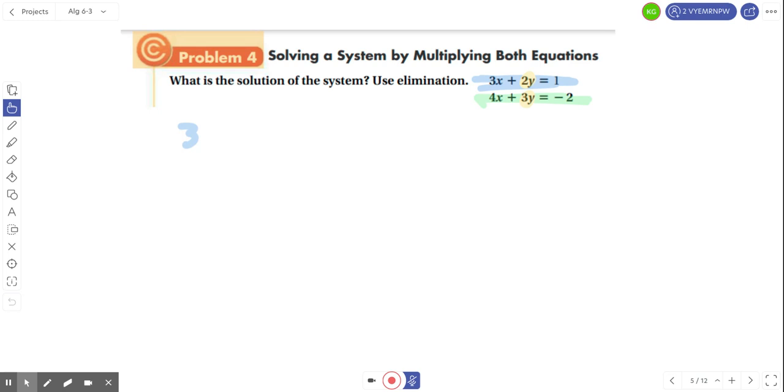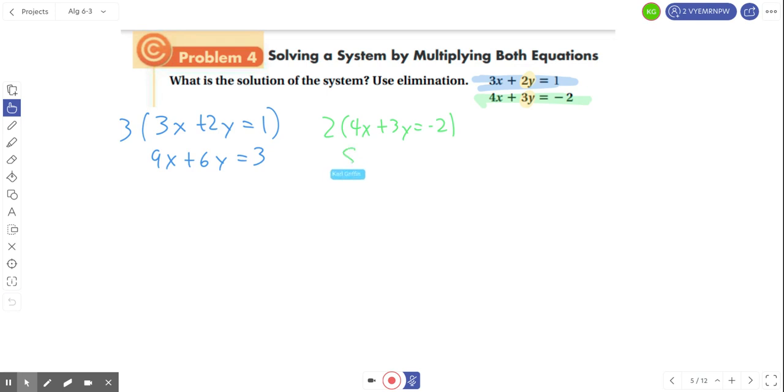So 3x plus 2y equals 1 is going to get multiplied by 3. That will give me 9x plus 6y equals 3. Everything in the whole equation got multiplied by 3. And then, in my green equation, I'm going to multiply by 2. So I've got 2 times 4x plus 3y equals -2, which gives me 8x plus 6y equals -4.